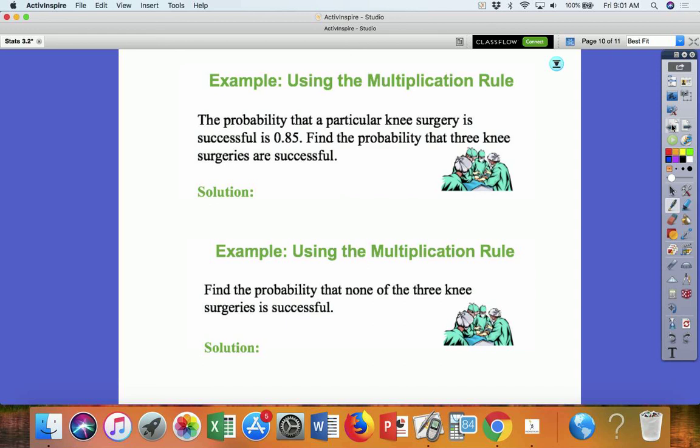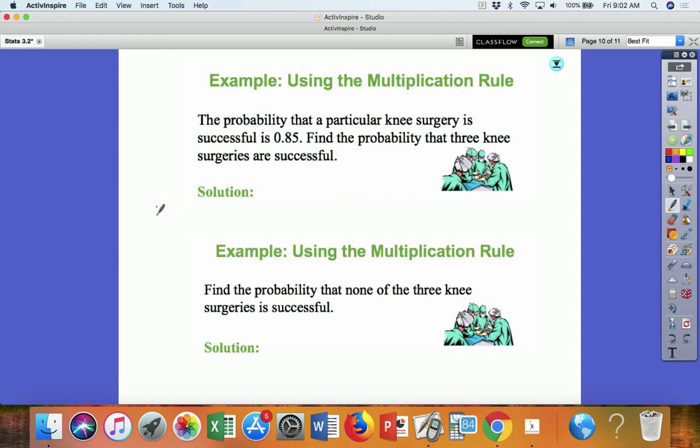We're getting close. All right, so the probability that a particular knee surgery is successful is 85%. I had some people, when I went through this, say they didn't like those odds. They wanted a better result for knee surgeries. But now the thing they want us to find is the probability that 3 knee surgeries would be successful.